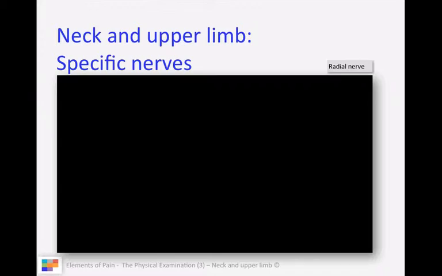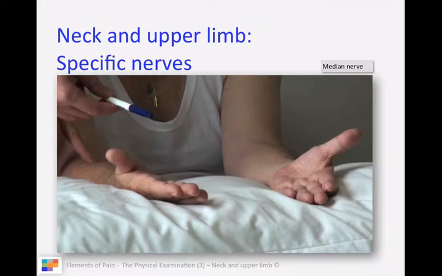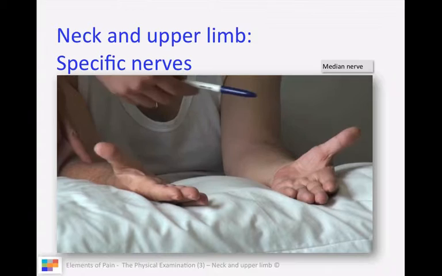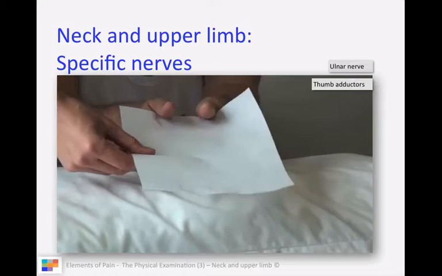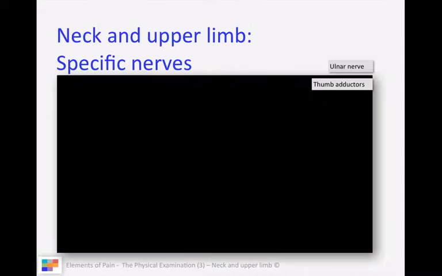Median nerve, thumb abduction, so the pen touch test, can you touch my pen? Thumb flexion and thumb opposition as well. Nice quick screener for the median nerve. Then move on to the ulnar nerve, checking for thumb adductors. And you can see they're both adducted there, and if you're unable to adduct your thumb, you actually flex the thumb, so they bend the thumb. So that was normal.